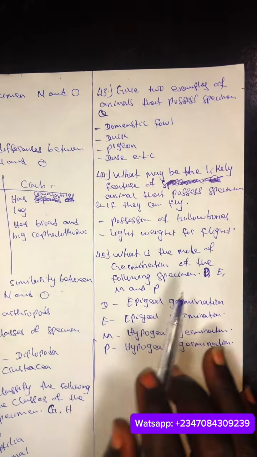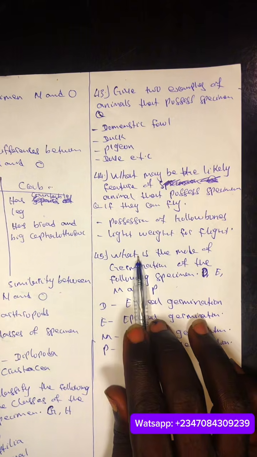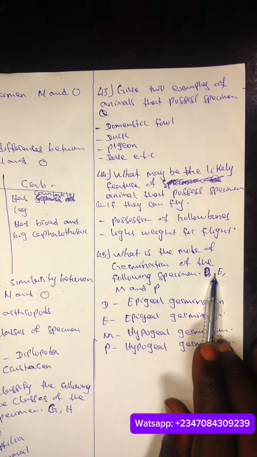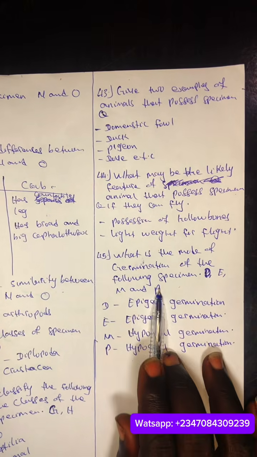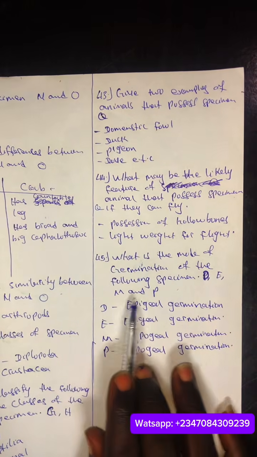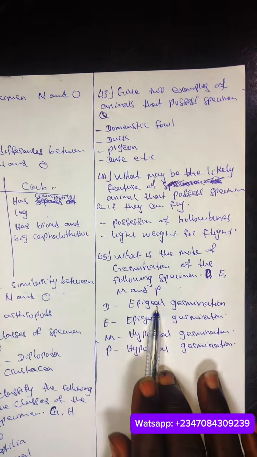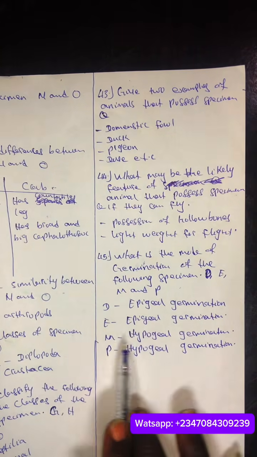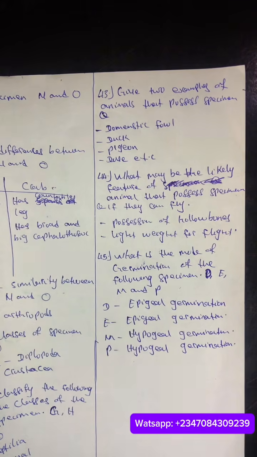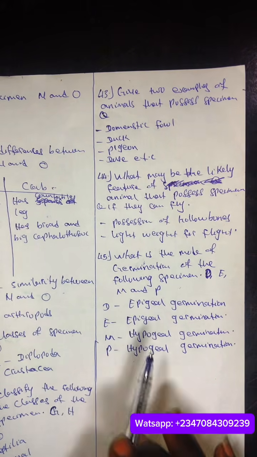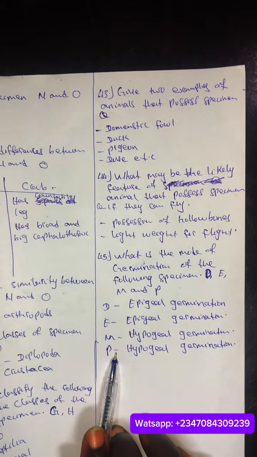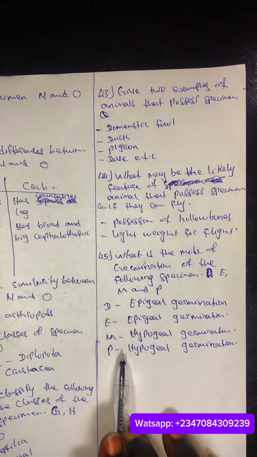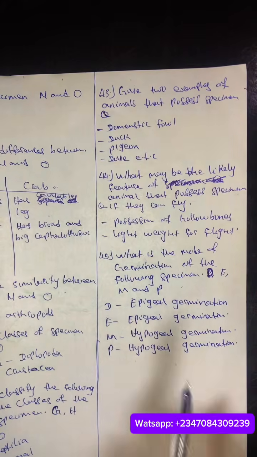Well, question number 45, which is the last one but not the least. What is the mode of germination of the following specimen? D, E, M, and P. Specimen D, epigeal germination. Specimen E, epigeal germination as well. Specimen M, what is specimen M? Specimen M is cashew. Specimen P is sorghum. Cashew is hypogeal germination. Sorghum is also hypogeal germination.